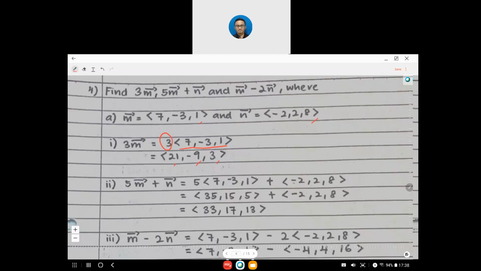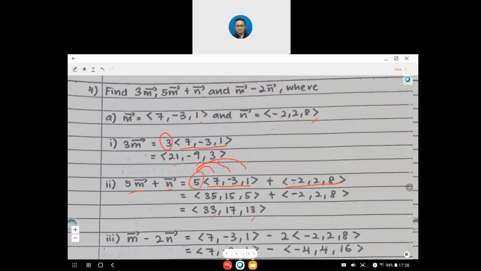Then for the second, 5m plus n. So 5 times vector m plus vector n. You must multiply first, so you get 35, negative 15, and 5, then plus negative 2, 2, 8. Then you get 33, negative 13, and 13.